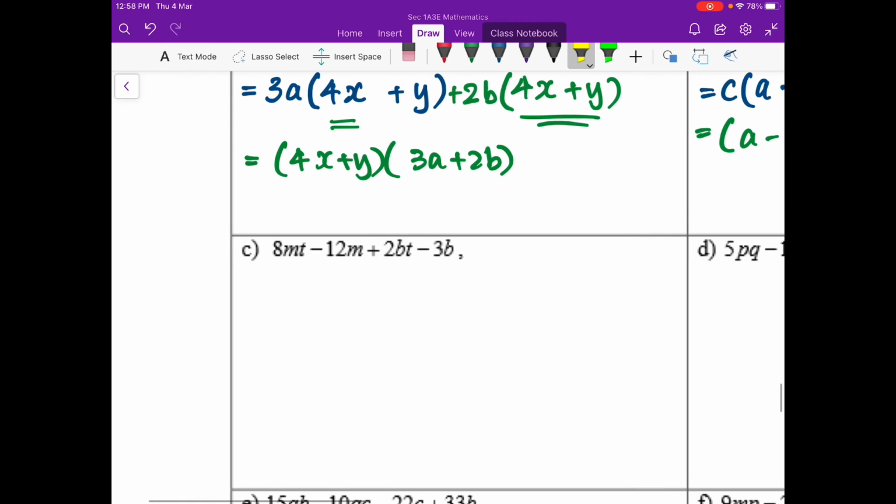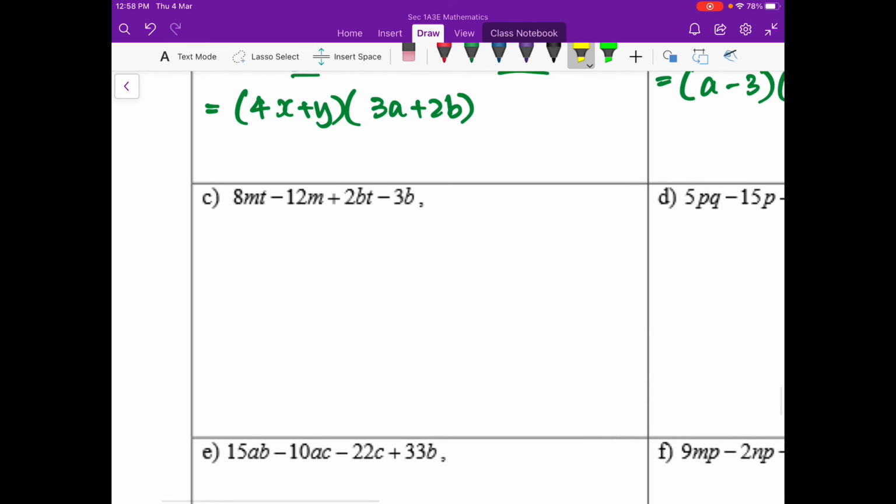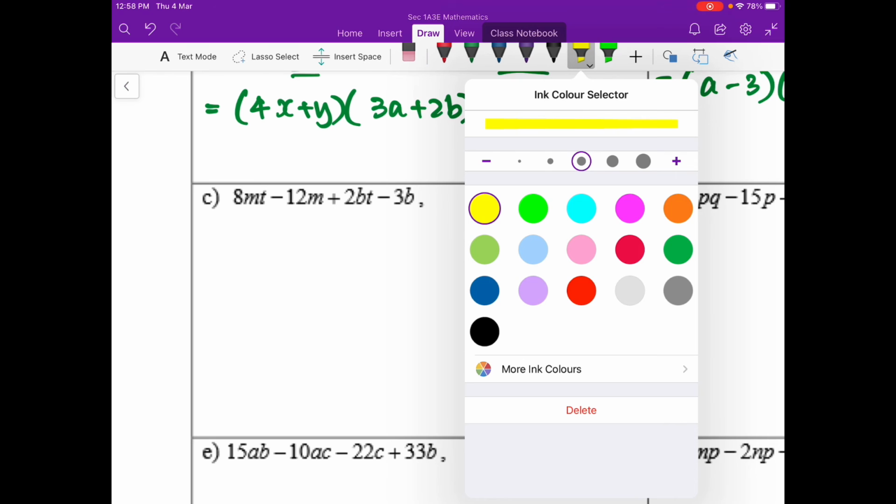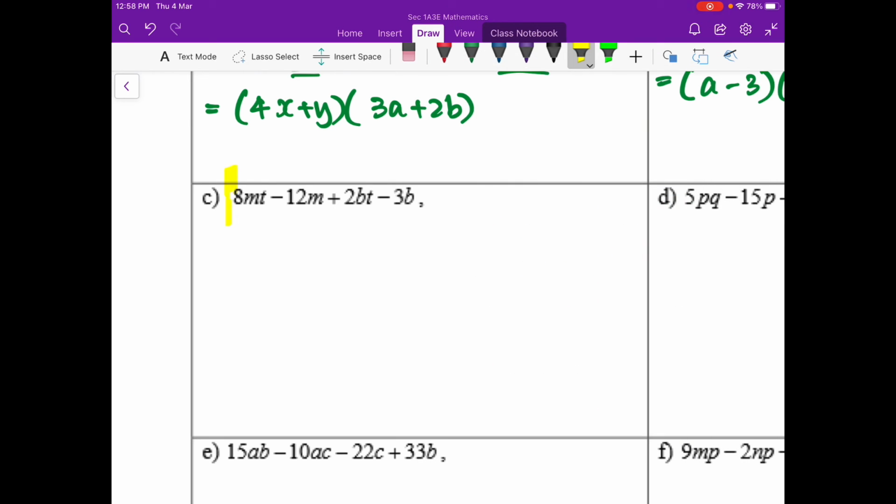Okay, let's try part C now. Again, we like to make our job easier, make our life easier. Usually the first two terms will have a common factor already. If they don't have, then you need to consider first and third or first and fourth term. Okay, so the first two terms, let's start. Our 8mt minus 12m, common factor of 4m, open bracket, 2t minus 3.